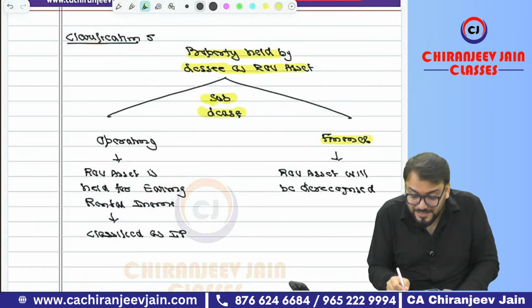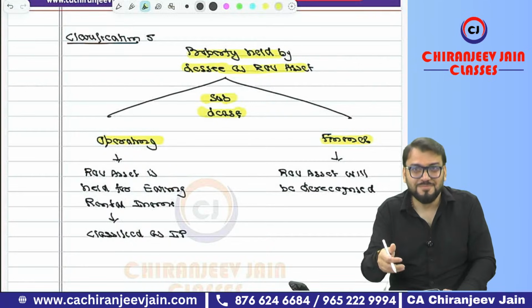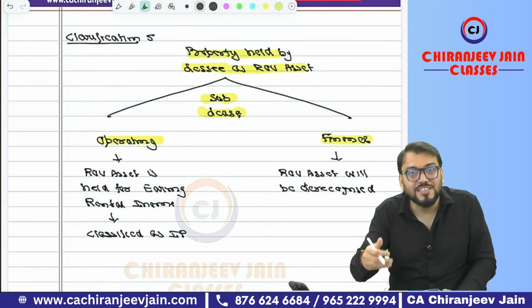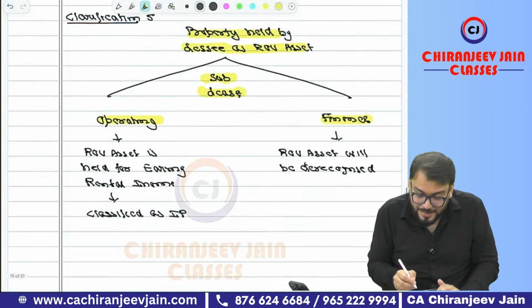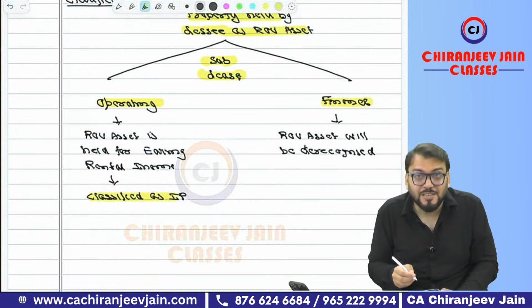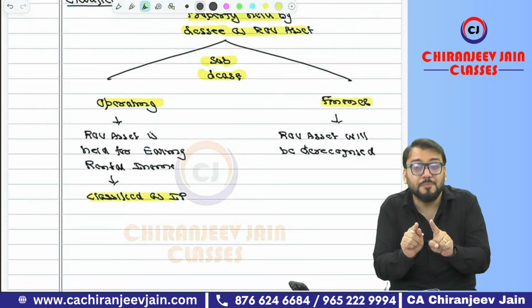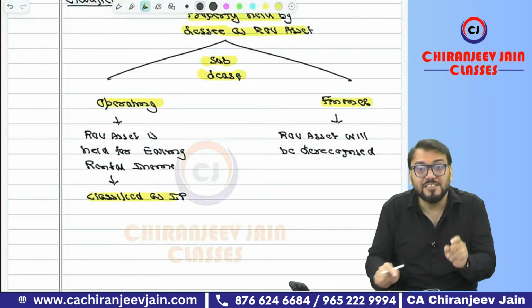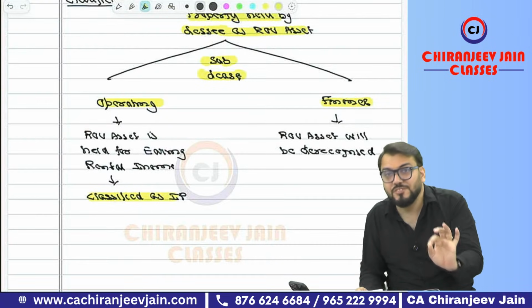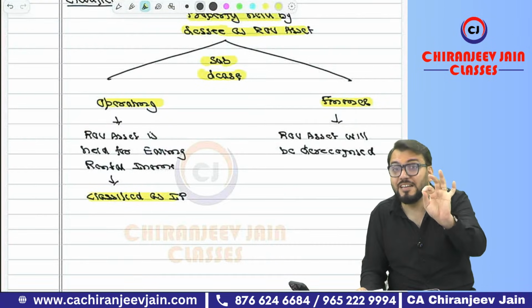But if such property is subleased on operating lease, means held for earning rental income, it will be classified as IP and Ind AS 40 will be applicable. But once again, ROU asset is measured as per the requirement of Ind AS 116. Measurement will be covered under Ind AS 116.